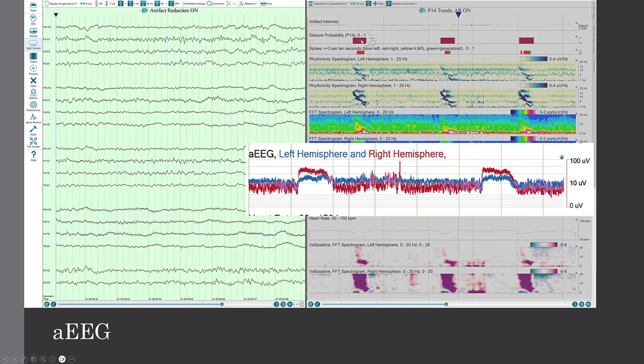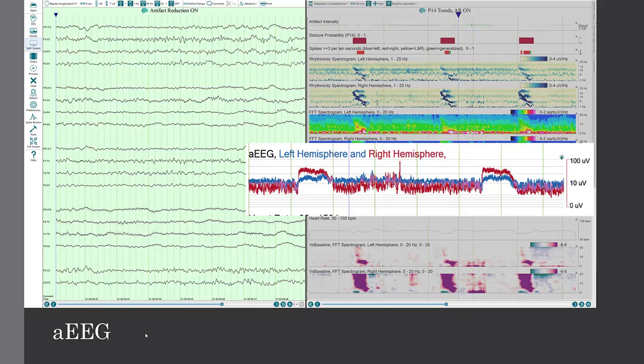We can see the seizure detections up at the top. We see this seizure pattern in the rhythmicity spectrogram that we'll be getting to later. But again, that amplitude on the left, fairly steady throughout. It's the amplitude on the right that goes up during the seizure, and then it falls during the interictal period, and then goes back up again for the next seizure.